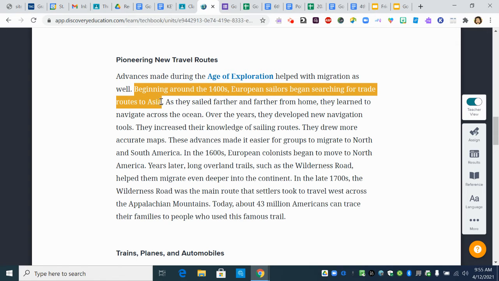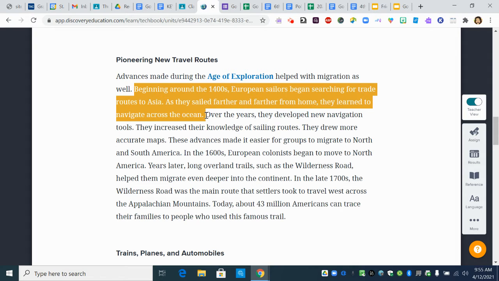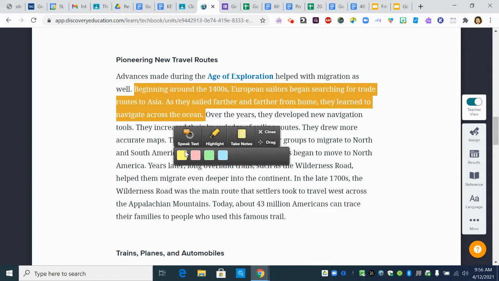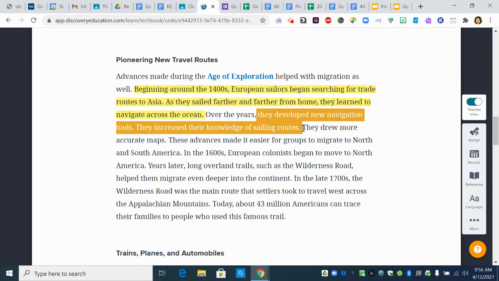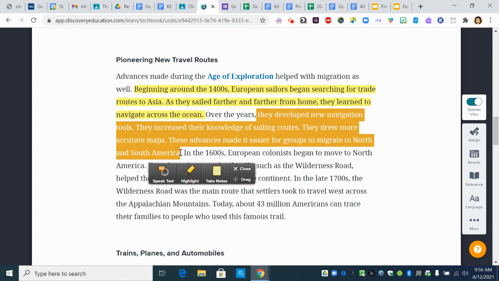Okay, I'm going to go ahead and highlight that. As they sailed farther and farther from home, they learned to navigate across the ocean. Over the years, they developed new navigation tools. They increased their knowledge of sailing routes. They drew more accurate maps. These advances made it easier for groups to migrate to North and South America.